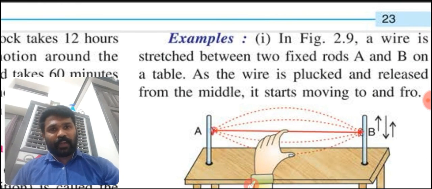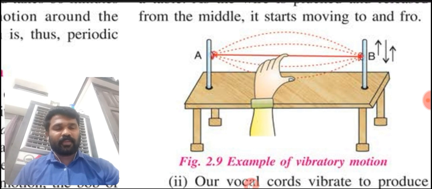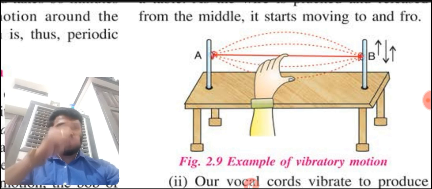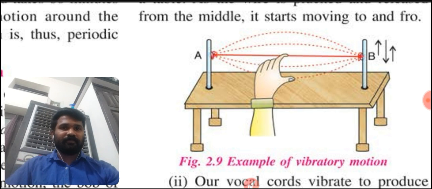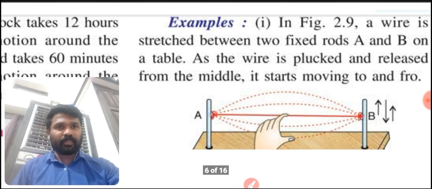Some examples we can discuss here. In figure 2.9, maybe you have done this activity with a rubber band. Stretch it in your mouth and do it like this. What will happen to it? The rubber band starts to vibrate. Here is the same activity.